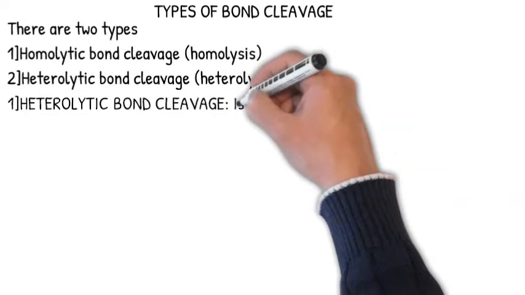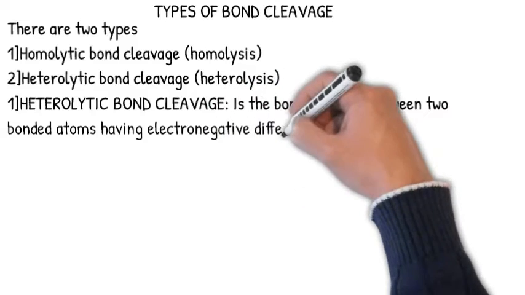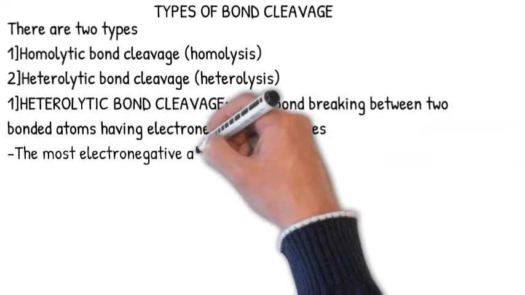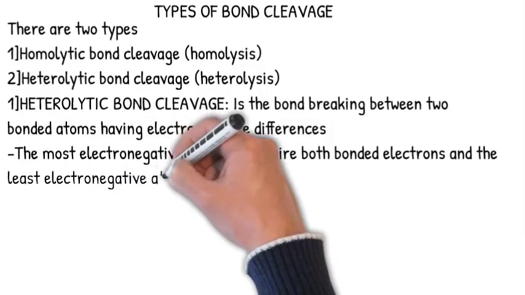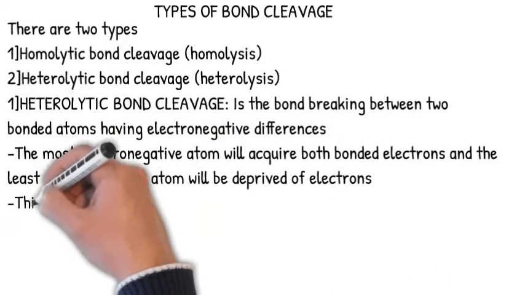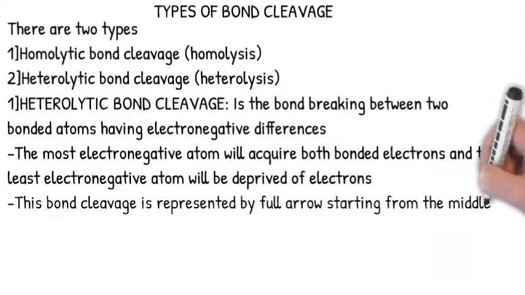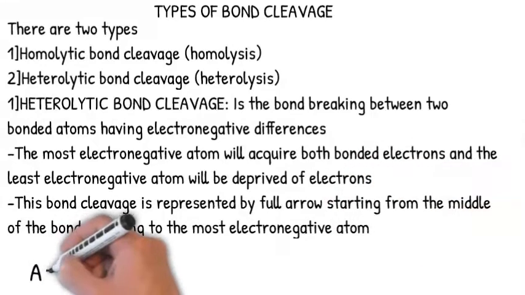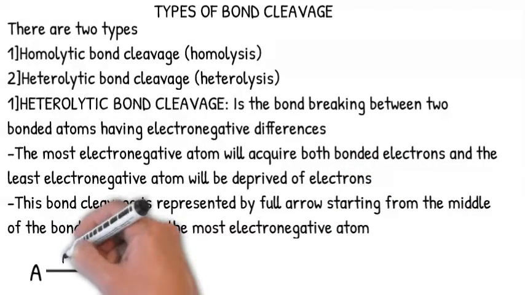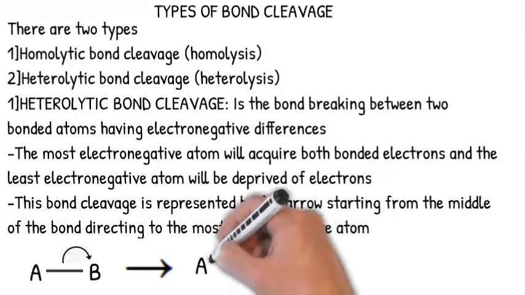Heterolytic bond cleavage is a bond breaking between two bonded atoms having an electronegativity difference. The most electronegative atom will acquire both bonded electrons and the least electronegative atom will be deprived of electrons. This bond cleavage is represented by a full arrow starting from the middle of the bond directing to the most electronegative atom. The arrow will start from the center of the A-B bond and will direct electrons to B, which will form A+ ion plus B- ion.